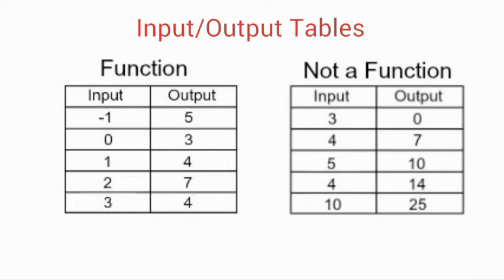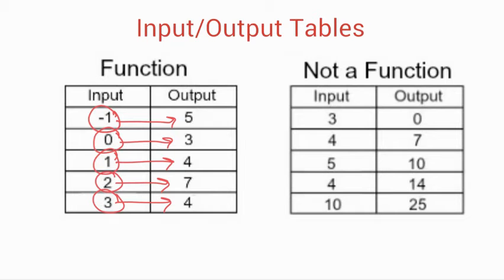So let me remind you that an input-output table represents a function when, remember, there is only one output for each of our inputs. So let's test the first table. For my input of -1, there's only one thing that I can get as my output. That's 5. For 0, if I put a 0 in, I can only get a 3. If I put in a 1, I can only get a 4. If I put in a 2, I can only get a 7. If I put in a 3, I can only get a 4. So therefore, there is only one output for each of these inputs.